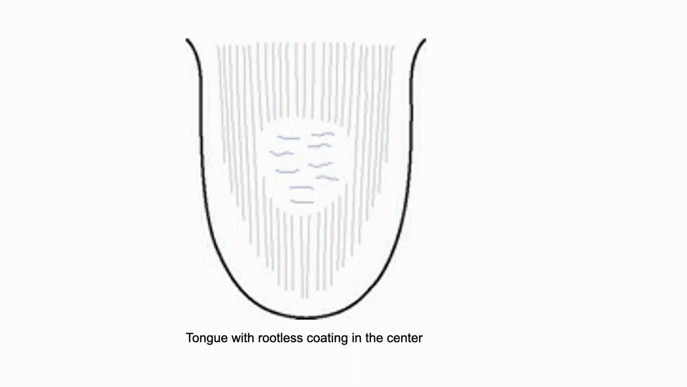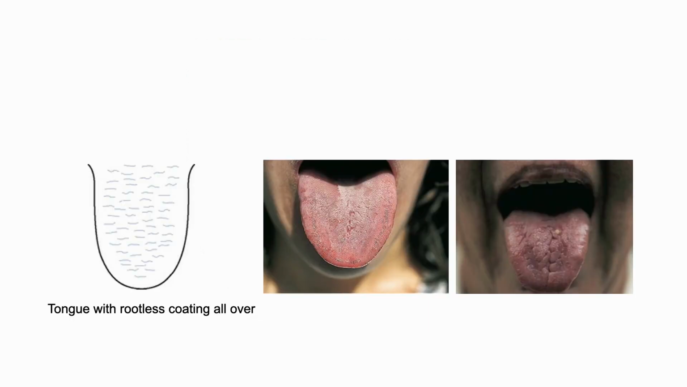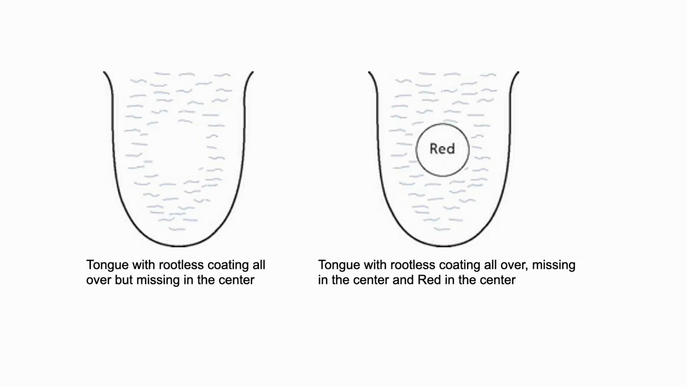Normal tongue with thin white coating with root indicates good stomach qi. Rootless coating in the center, normal body color, indicates the beginning of stomach qi deficiency. Rootless coating all over, normal body color, indicates stomach qi deficiency. Rootless coating all over but missing in the center, normal body color, indicates the beginning of stomach yin deficiency.